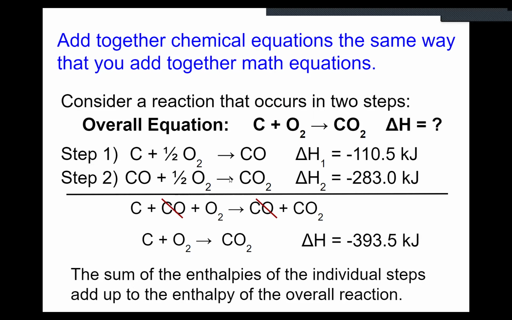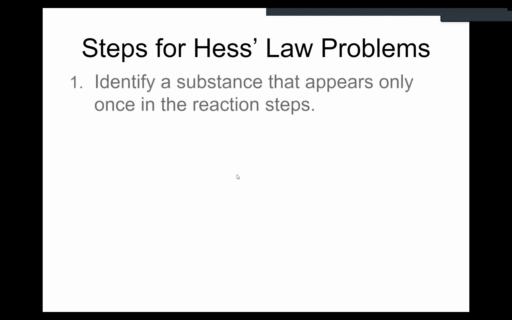We're going to tackle problems like this, but the difference will be sometimes we have to multiply the coefficients in a reaction. Sometimes we'll need to make the reaction flip around, make products reactants and make reactants products. To tackle that, I want you to have these steps in your notes. First, identify a substance that only appears once among the reaction steps. The easiest way to do that is to scan. So you look at the overall equation, you look at the reaction steps that are proposed to get to the overall equation, and you try to find something that only appears in one place.